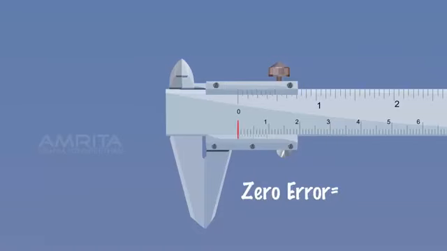Check for the zero error. Here, no error is visible as the zero division of the main scale coincides with the zero of the vernier scale.